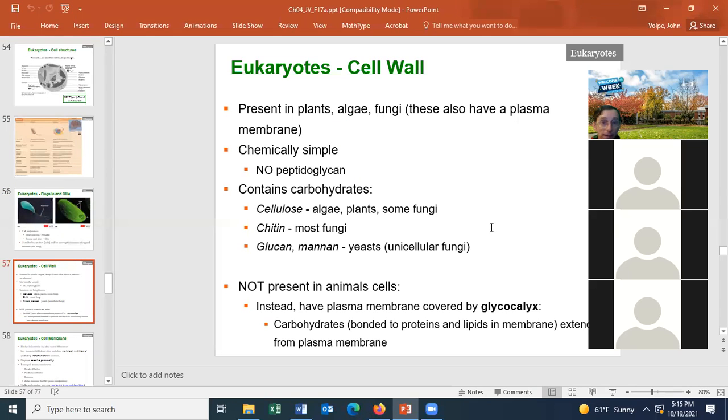The cell wall is present in plants, algae, and fungi. It's present in some of the protists. Of course, algae are a protist. Chemically, it's simple. There's no peptidoglycan in the cell wall. We're only going to talk about the cell wall of plants or the plant-like protists, in which case it's made up of cellulose. Of course, cell walls are not present in animal cells. They do have a plasma membrane, and it may be covered with a glycocalyx. Okay, any question about any of that?